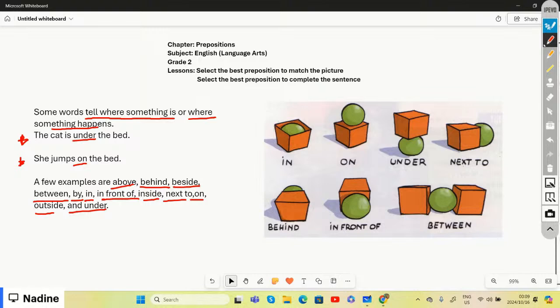It shows you either where something is or where something happens. And that we call a preposition. Something that tells you where something is or where it's happening.